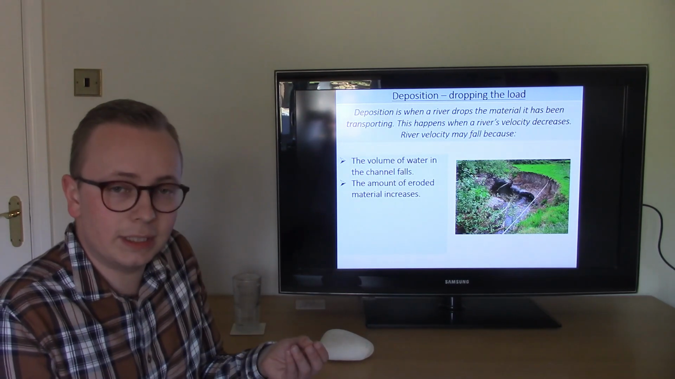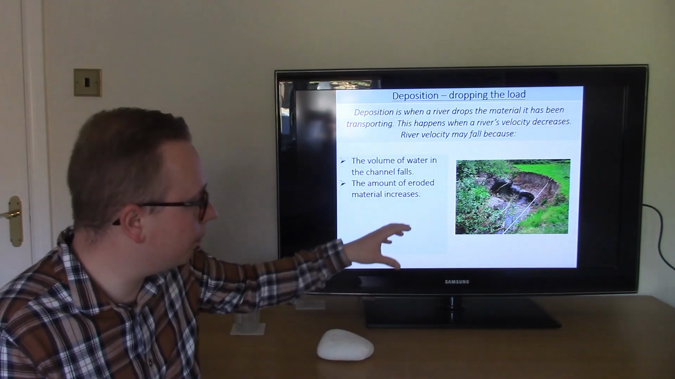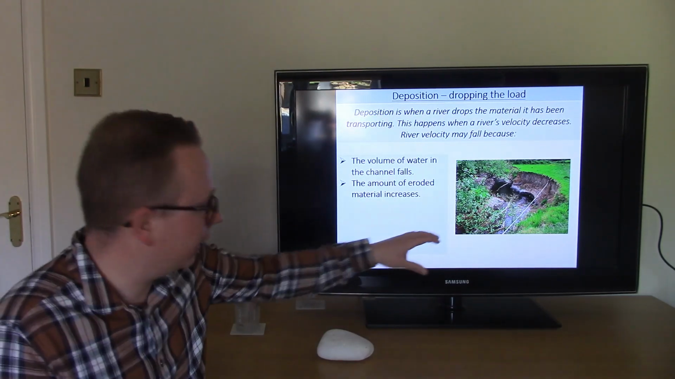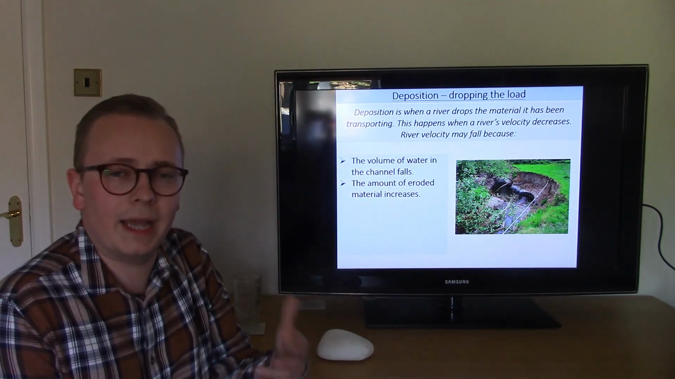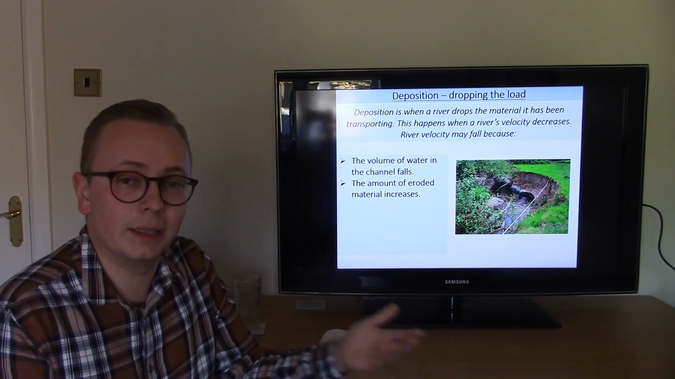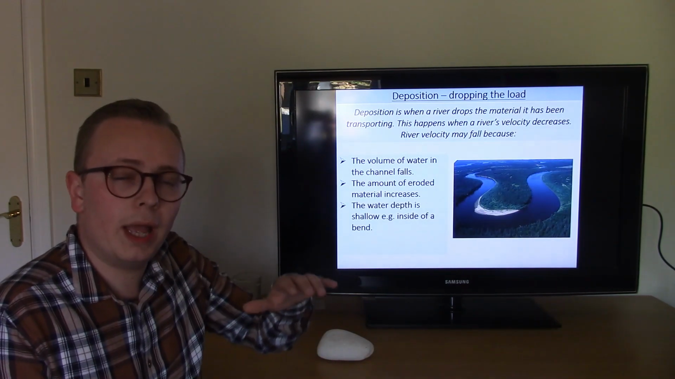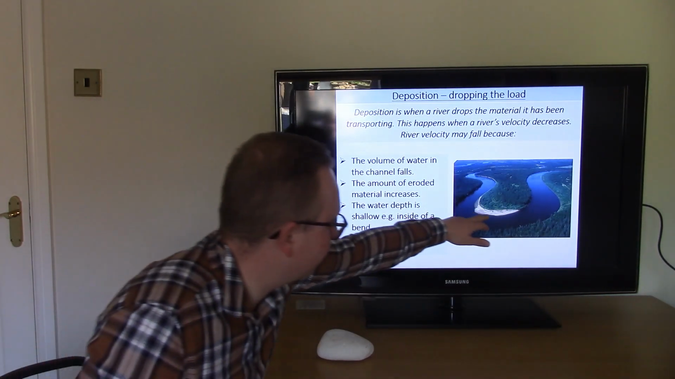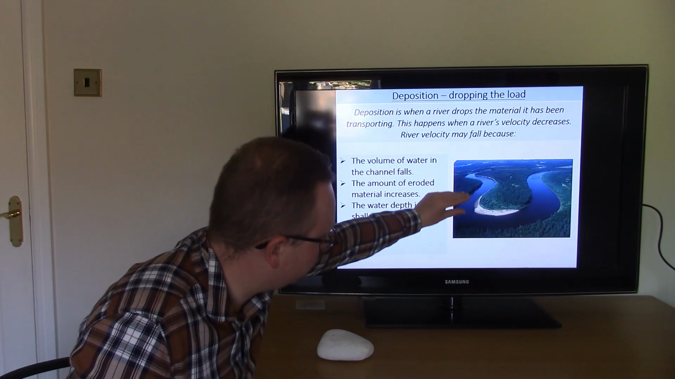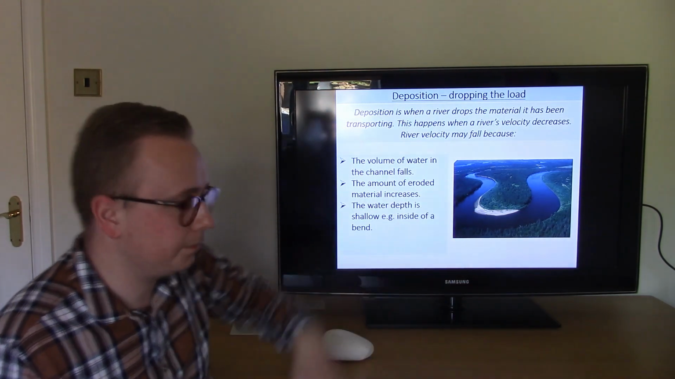We also see deposition increased where we've had an increase of erosion. So a sudden input of material into the river, like at this river bend here where we've seen part of the riverbank collapsing, the river's not able to handle that much material and so it'll be immediately deposited. We also see deposition where the water level is much shallower, as we can see here on the inside of this river bend. So again, we've got shallower water, slower flow, and so material is going to build up.